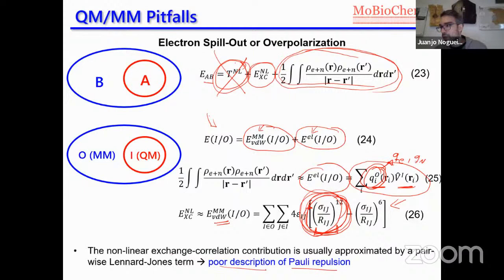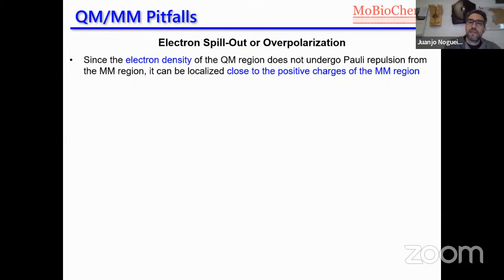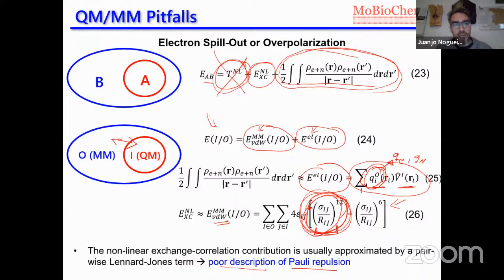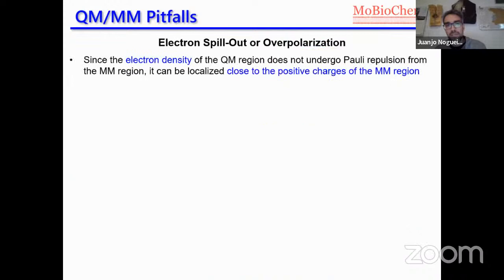This is a problem because if we don't have a good repulsion between the inner region and the outer region, if the Pauli repulsion is not well described, what can happen is that the electronic density of the inner region can penetrate artificially into the outer region, and then we are going to have what is called overpolarization. Okay. So let's explain this a bit.